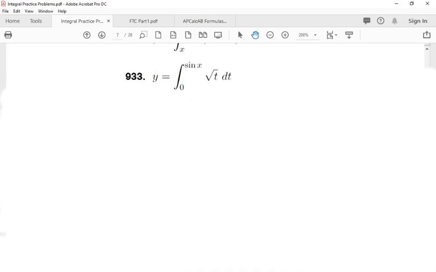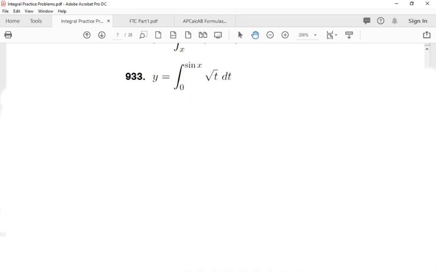Fundamental theorem of calculus. Okay, now I see that there's an x right there. I don't know if that freaked you guys out, but you're going to take the antiderivative with respect to t. That's what this means right here. And then you're going to plug in the x or the function, whatever's up there. So here we go. This is what we're going to do.